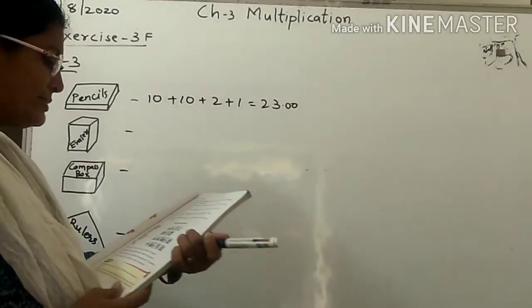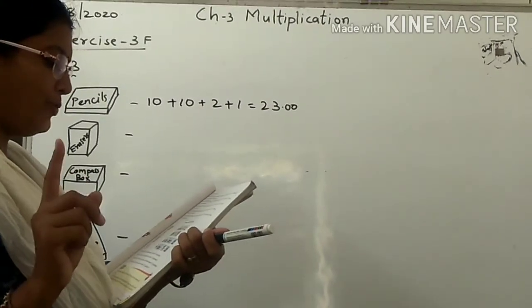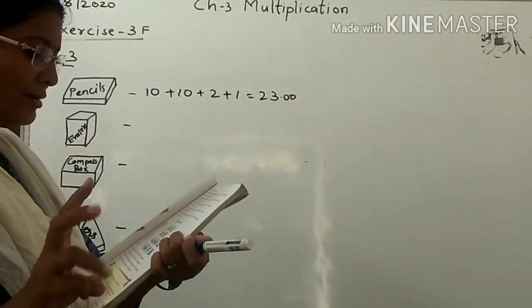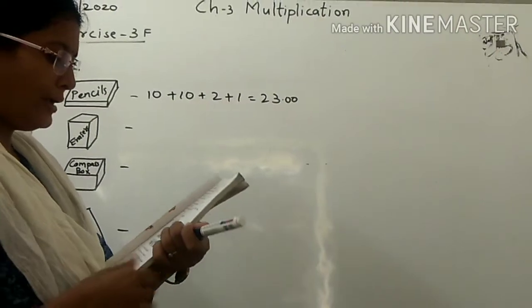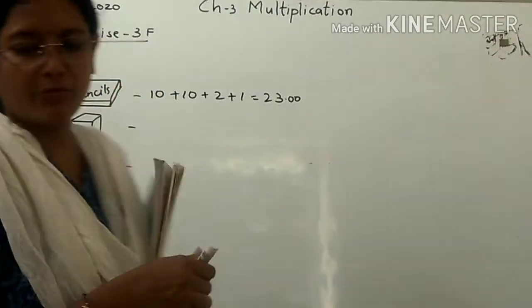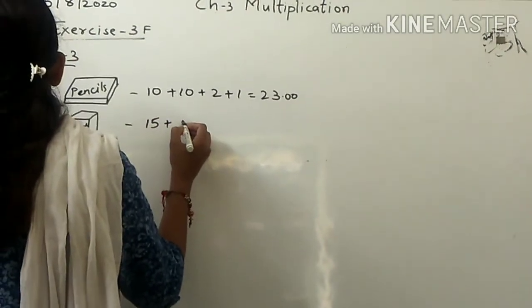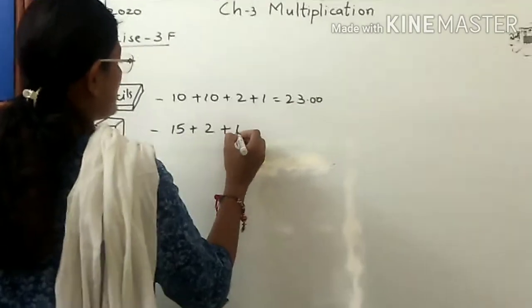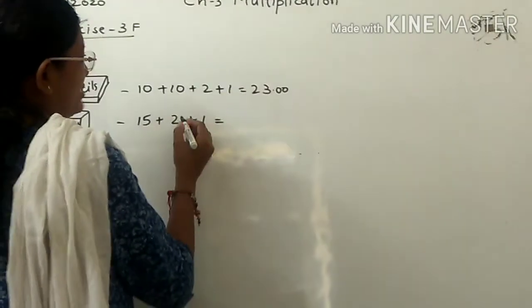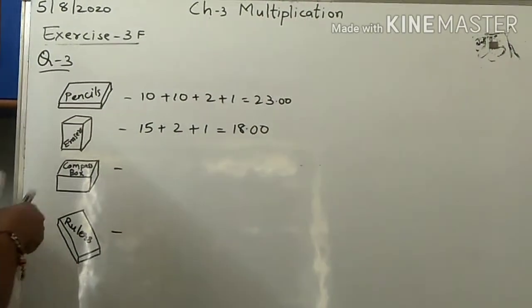Okay. Now eraser's parcel, first stamp is of 15 rupees, second is 2 rupee, and the third one is 1 rupee. Right. So what we will do here? 15 plus 2 plus 1. It will be 15, 16, 17 and 18 rupees stamp will be on eraser's parcel.